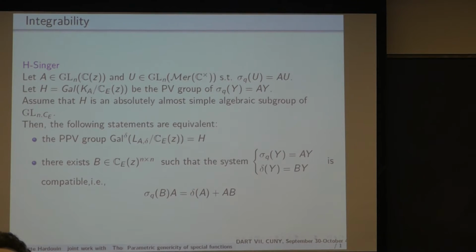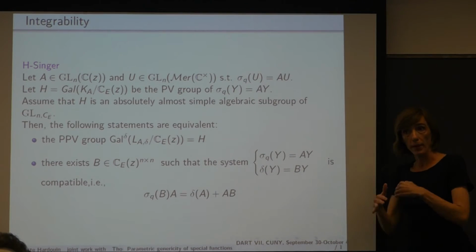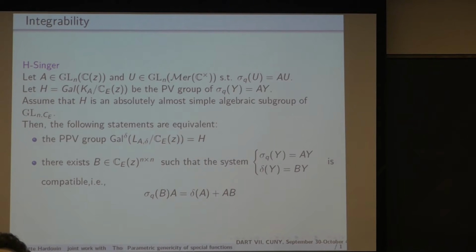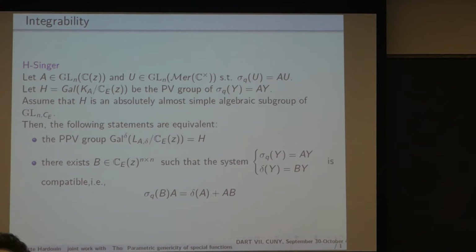And they are compatible. So compatible has two meanings that are equivalent. The first one is that we have this relation of compatibility, which is equivalent to the fact that I can solve these two systems with a fundamental solution matrix lying in some differential field extension. So this is equivalent, but one has to work to prove the thesis.